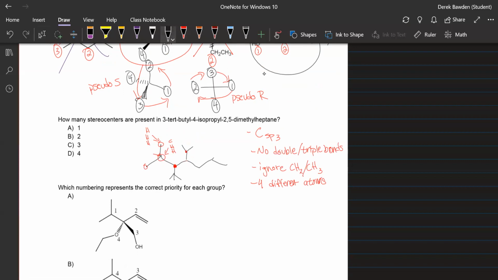I should have had the molecule pre-drawn, so then I wouldn't have had to erase it.